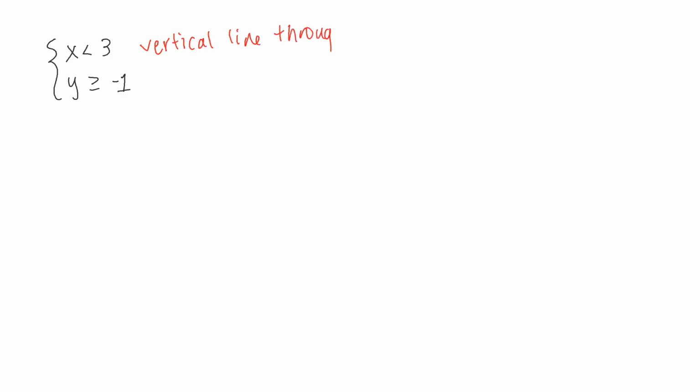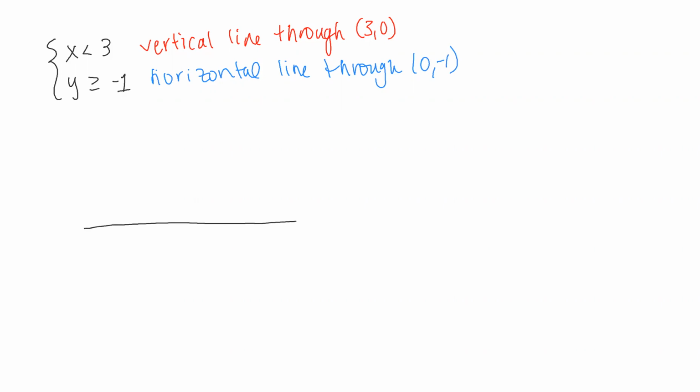through 3, 0. Since we have x is less than 3, 3 is the actual x-intercept. We'll do the horizontal line in blue. And this is a horizontal line through 0, -1. And remember, we know that these are horizontal and vertical because if you don't have two variables in your inequality, that means you can't touch both axes. And if you don't touch both axes, you're either horizontal or vertical.